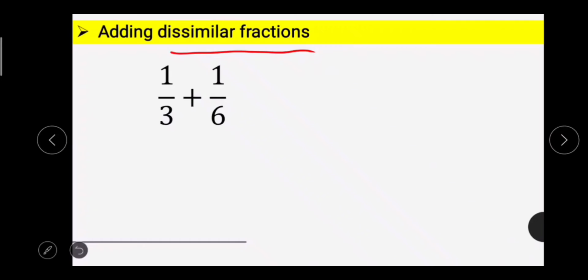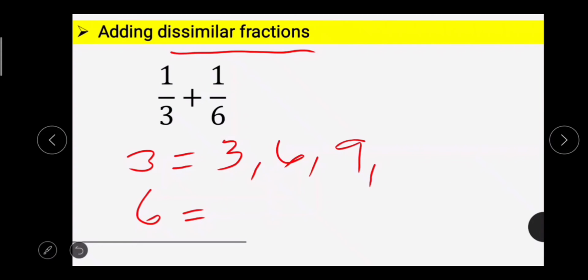So we have 3 and 6 as the denominators. In finding the LCD, just focus on the denominators. So we have 3 and 6. We just do the skip counting. So we have 3, 6, 9, 12, 15. We're going to find the least common number. Pinakamababang number na pinagkapareho nila.